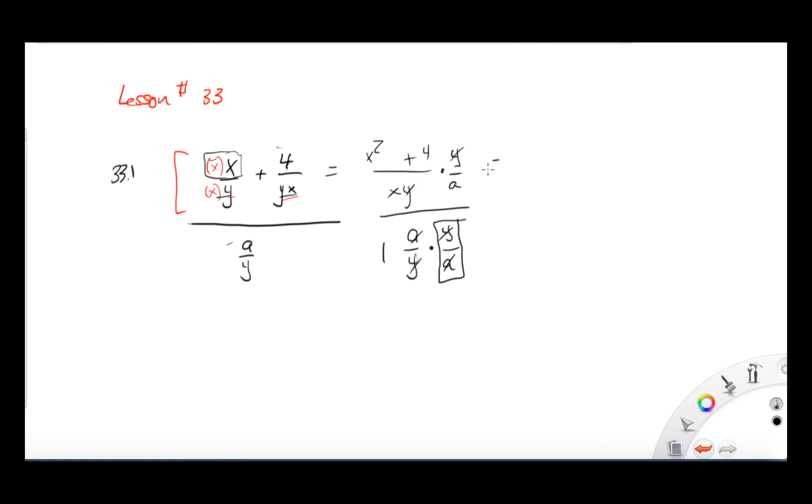So we're left with on top the same thing, x squared plus 4. And then down here, the x times a is xa or ax. So this is our final answer, x squared plus 4 over xa. All right, let's look at one more. And this one is 33.2. It's a little more complicated, but exact same idea.